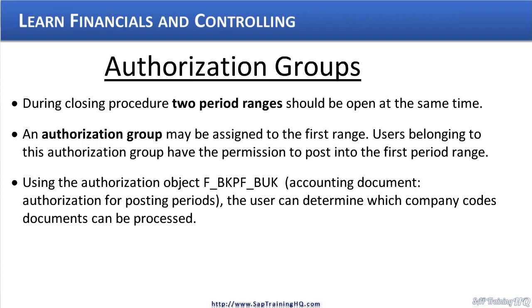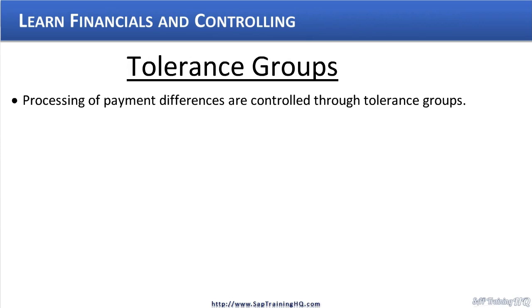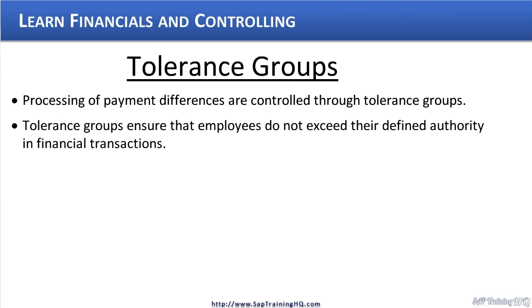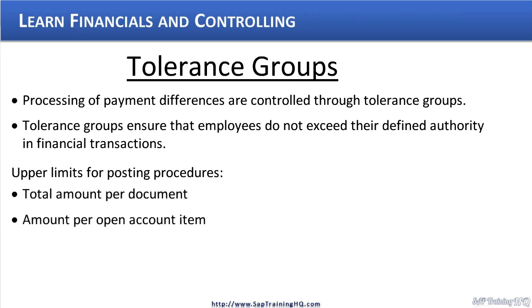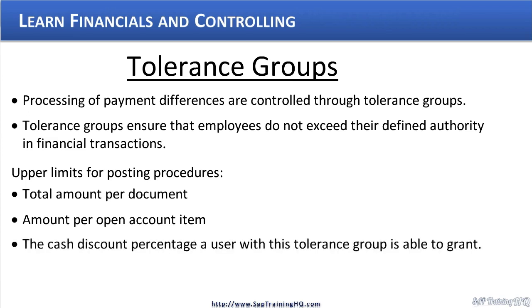Let's take a look at tolerance groups. Processing of payment differences are controlled through tolerance groups. Tolerance groups ensure that employees do not exceed their defined authority in financial transactions. The maximum amounts are defined per company code in tolerance groups. It defines the upper limits for posting procedures such as total amount per document, amount per open account item, the cash discount percentage a user with the tolerance group is able to grant. Now let's have a look at how we assign posting authorizations to users.